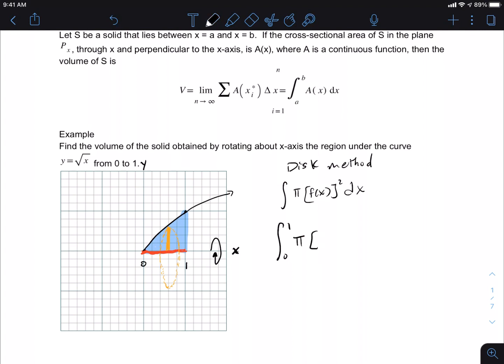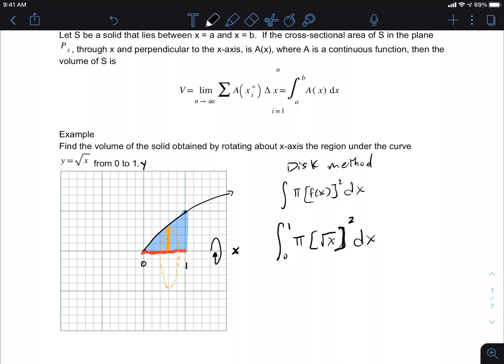So the radius is going to be the root of x. I'll bracket it to be consistent. Right? And then I'm going to have to square it and then dx for the slices that I'm doing.